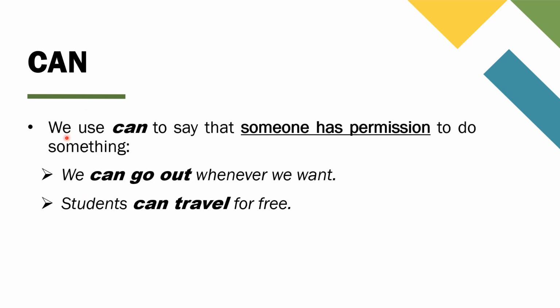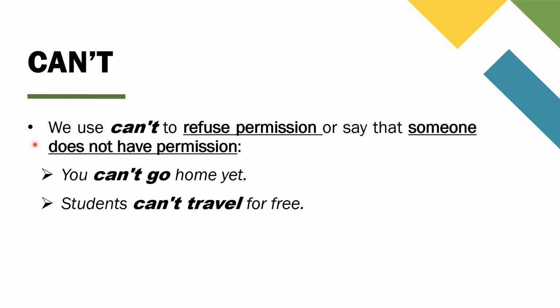We use can to say that someone has permission to do something. For example, we can go out whenever we want. Students can travel for free. We use can't to refuse permission or say that someone doesn't have permission. For example, you can't go home yet. Students can't travel for free.